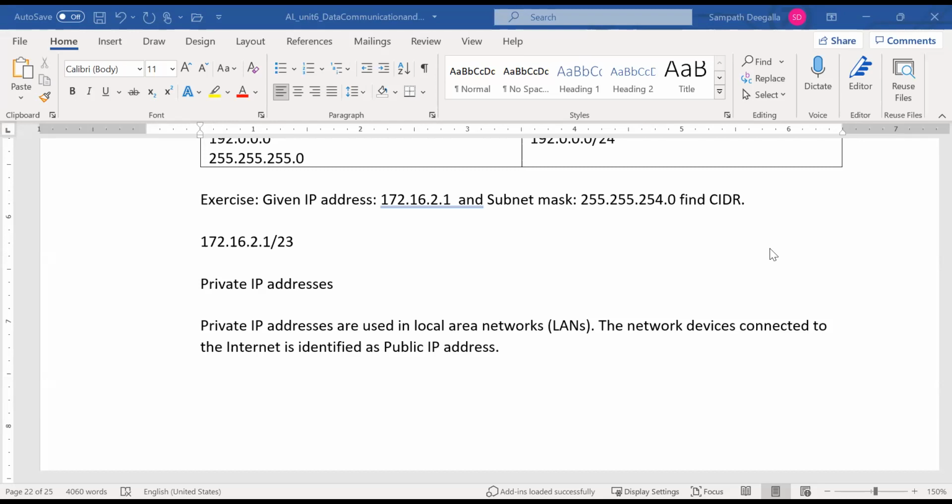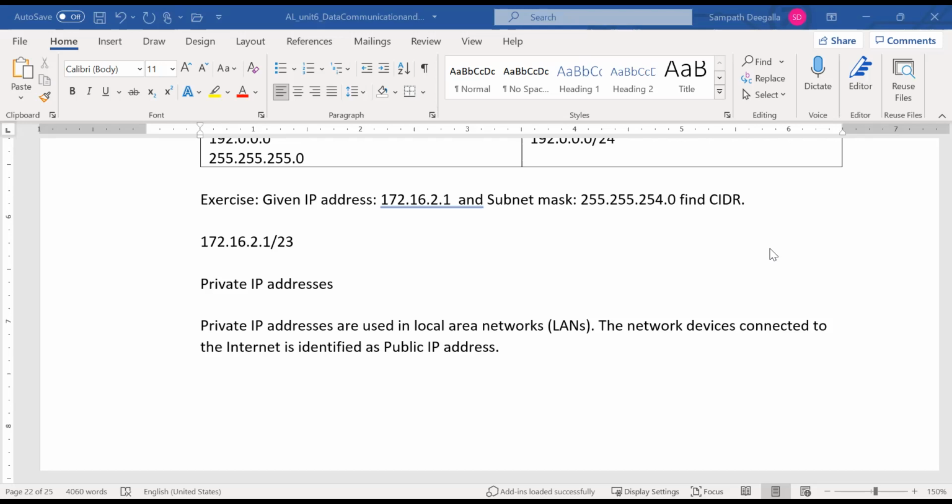But if the device is connected to the internet, then there will be a public address, because within the whole internet, we need a mechanism to understand or identify the IP address of this machine. So that is what we call public IP addresses.